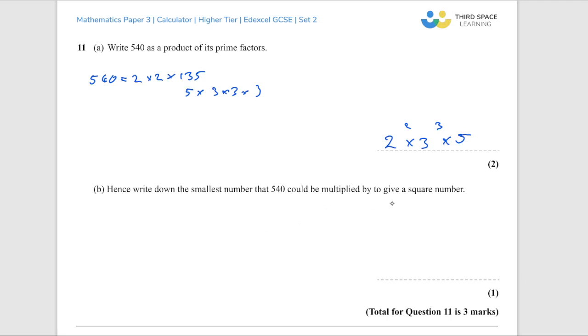And part B, hence write down the smallest number that 450 could be multiplied by to give a square number. To give a square number, this part's already a square number, so I'd need to make this part a square number, so I'd times it by 3, and this is a square number, so I'd times it by 5. So I'm looking at 3 times 5, which would be 15.